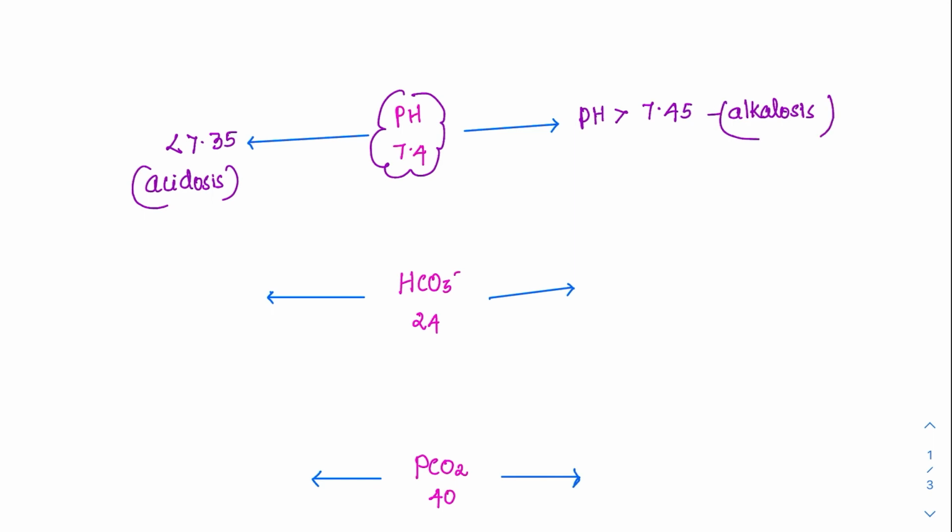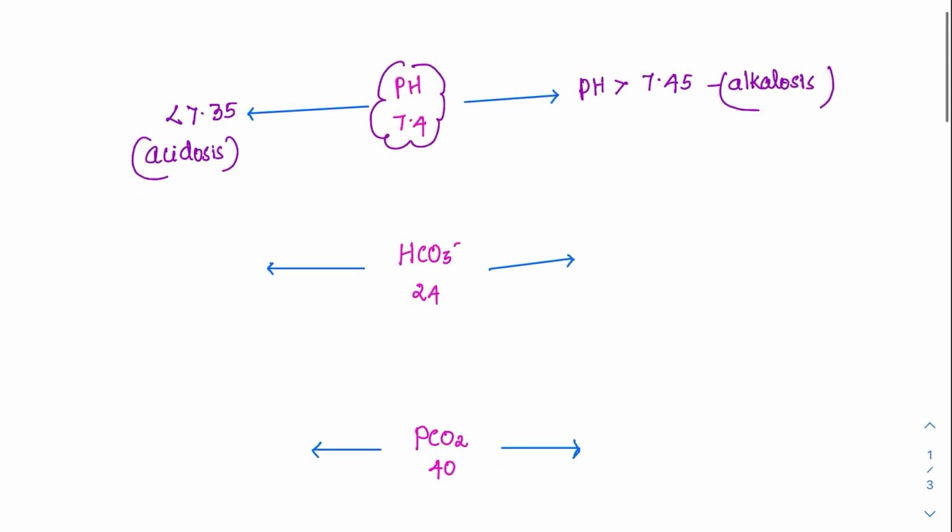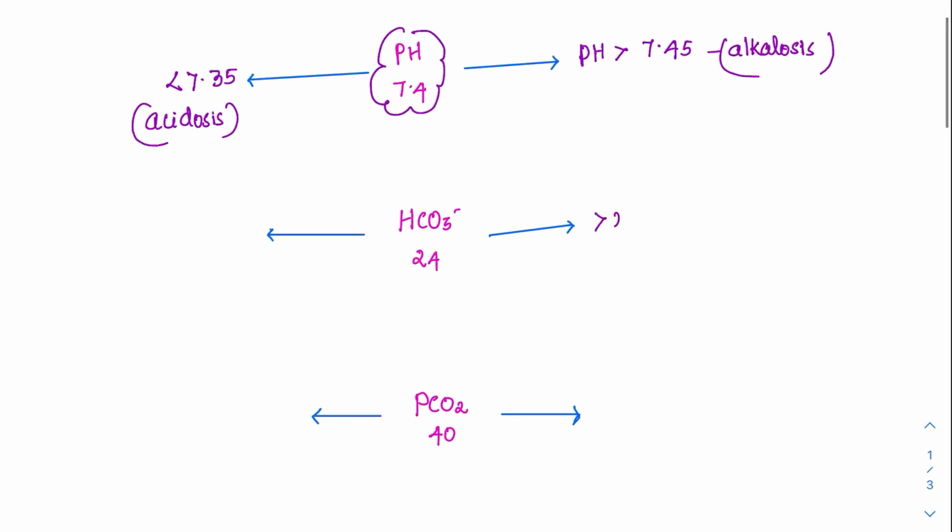Then coming to bicarbonate, which indicates the metabolic disorders. Whenever it goes beyond 26, we call it metabolic alkalosis. Whenever its level goes below 22, it is metabolic acidosis. 24 is the normal value, plus or minus 2. 26 is metabolic alkalosis, 22 is metabolic acidosis.